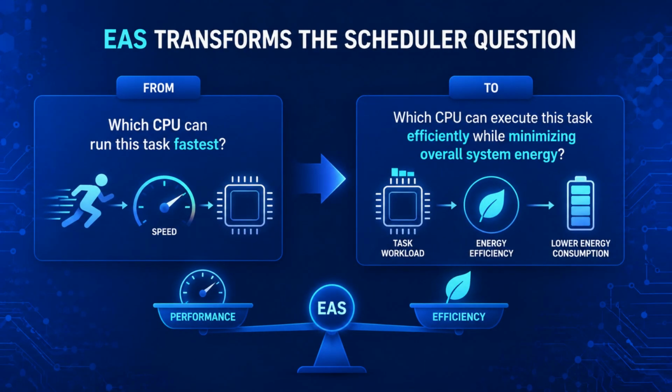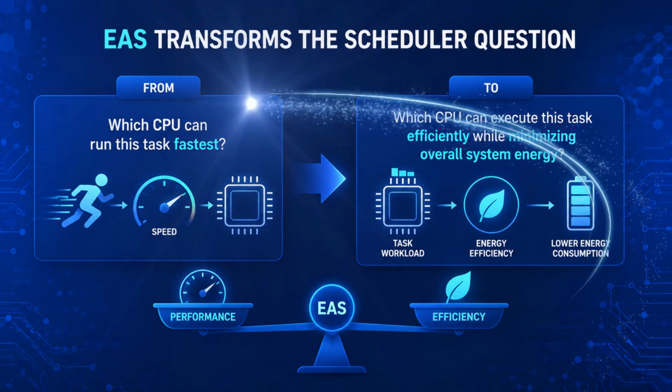A traditional scheduler asks one question: which CPU can finish this task fastest? EAS changes that question entirely. It asks which CPU can run this task efficiently while minimizing the total energy consumed by the whole system, not just this one task. That's genuinely a different optimization goal. And the rest of this video is really just explaining how Linux answers that second question in practice.